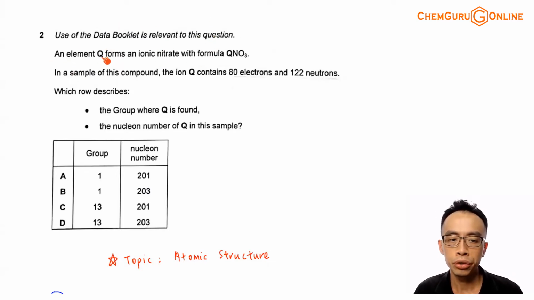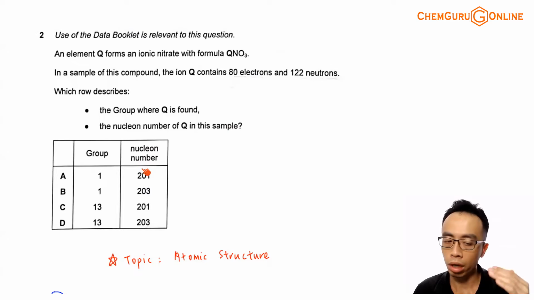An element Q forms an ionic nitrate with formula QNO3. So in a sample of this compound, the ion Q contains 80 electrons and 122 neutrons. So which row describes the group where Q is found and the nucleon number of Q in this sample?